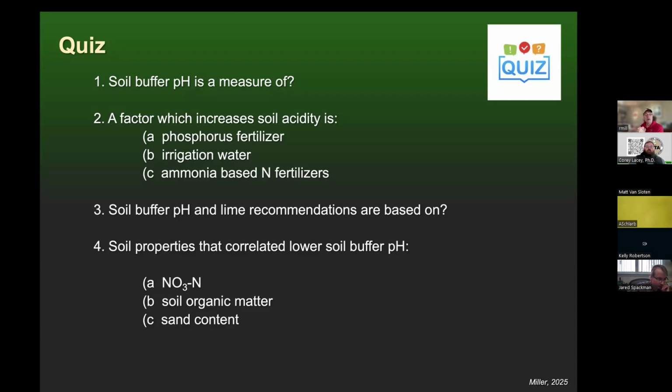Third one: soil buffer pH and lime recommendations are based on what? And the last question: soil properties that are correlated with lower buffer pH are nitrate, soil organic matter, or sand. Pick one. Write down your answers. We'll get back to that at the end of the webinar.